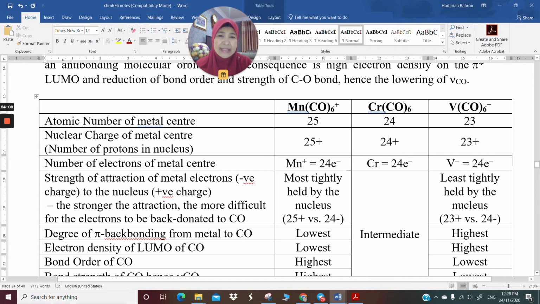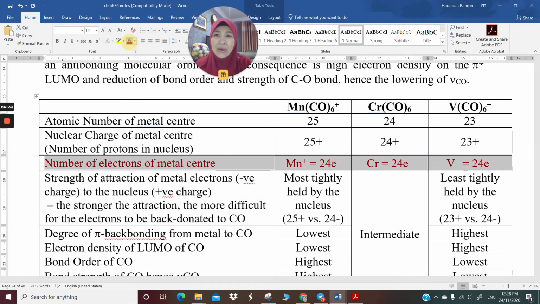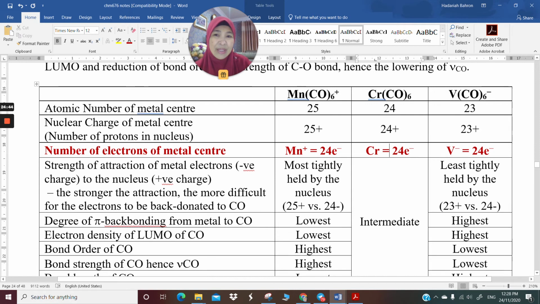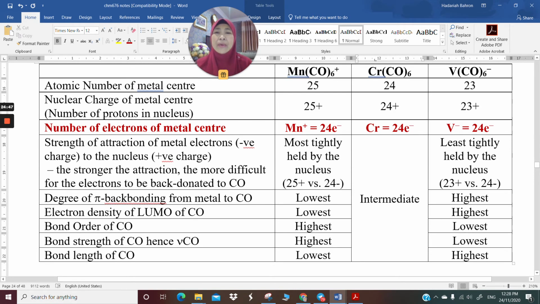You are actually losing one of these electrons here, because it's a plus charge species. So manganese plus also has 24 electrons. Vanadium minus, on the other hand, also has 24 electrons. This example highlights the fact that all the metals are isoelectronic, having the same number of electrons, so we can see the effect of other things except for this isoelectronic.